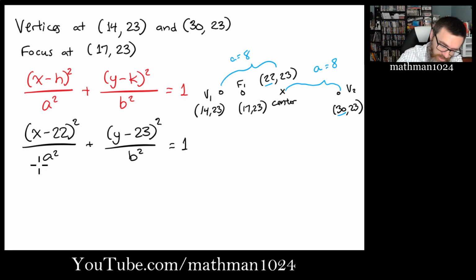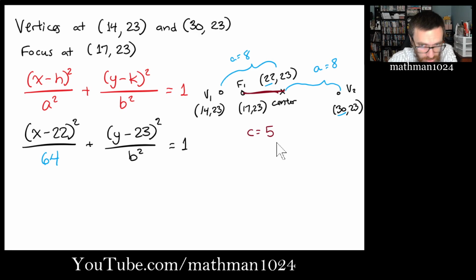So I'm going to erase that, and that's going to be 8. So 8 squared is going to be 64. Now the b value. Well, we don't have the b value, but we do have c, right? Because c is supposed to be this distance right here. So from 17 to 22 means that c is 5.